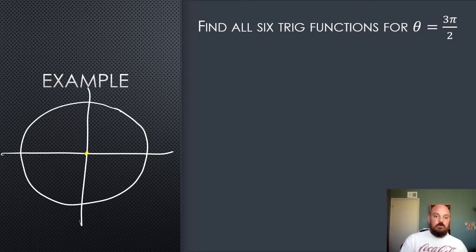3 pi over 2 is this angle right here. So the point that I'm looking for is right there on the bottom of the unit circle. Now remember, that's what we call a quadrant angle, and we don't do triangles for this. We just do it in terms of zeros and ones.